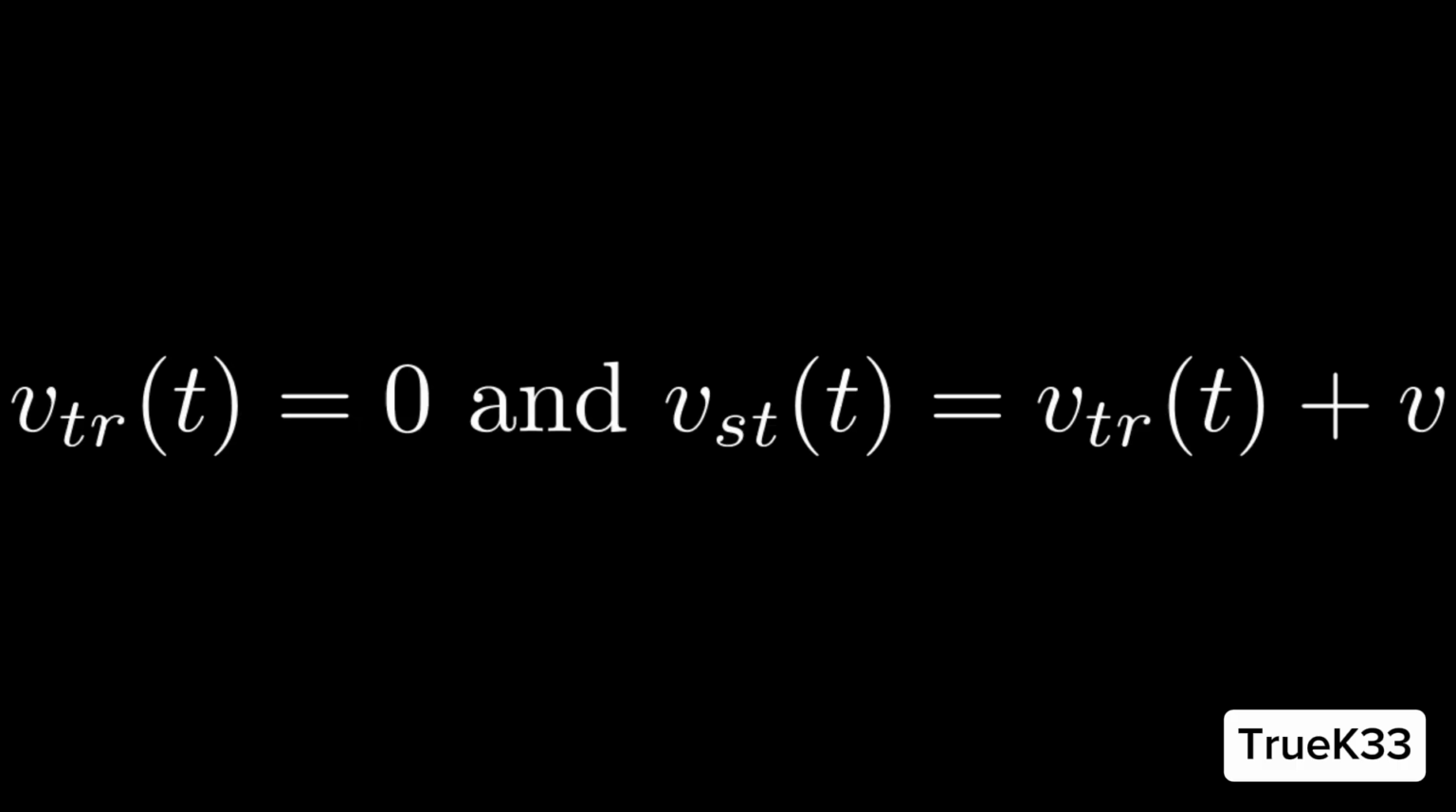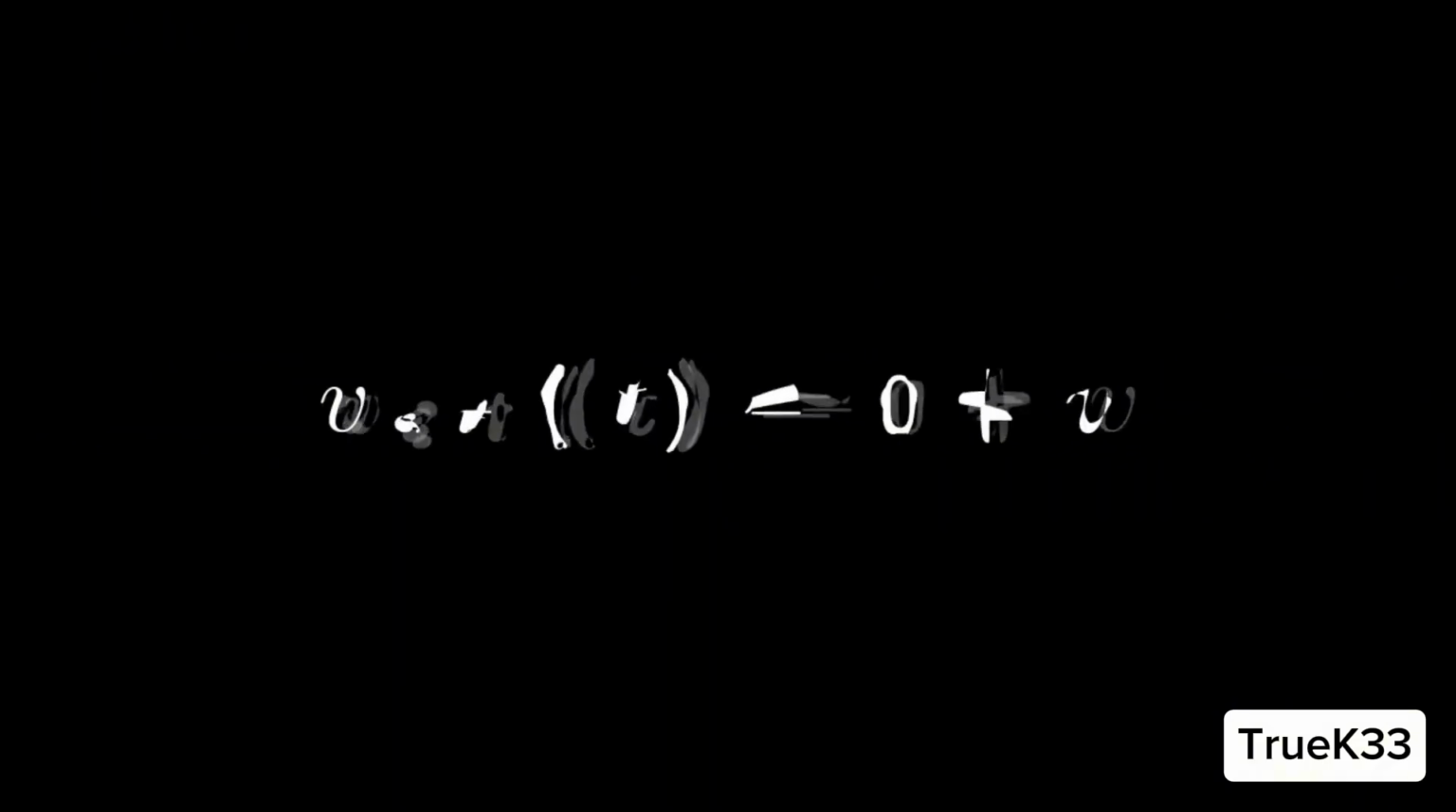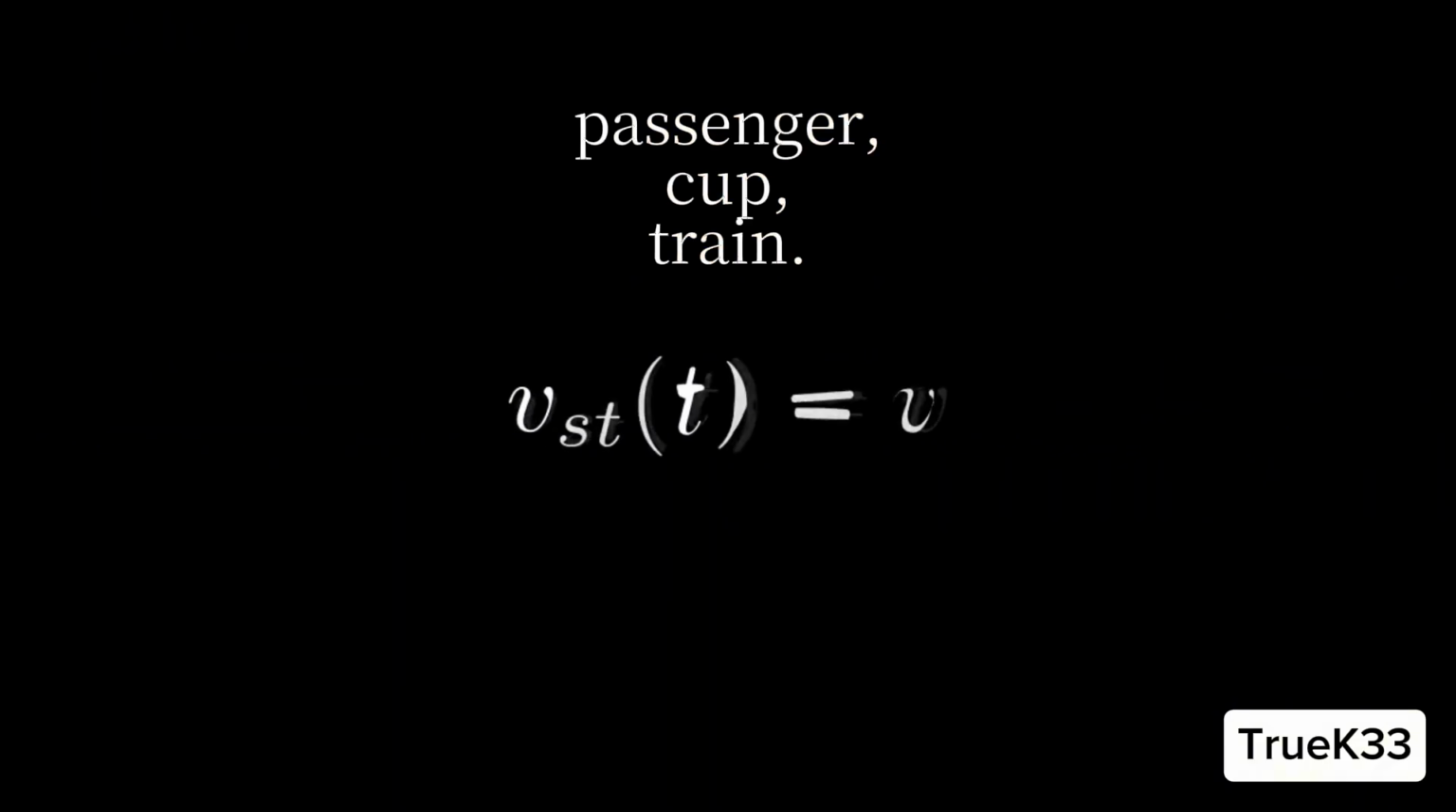Additionally, we know that the cup is not moving on the table. It is perfectly at rest. Therefore, the velocity VTR is 0. This implies that the velocities of the passenger, the cup, and the train are all the same relative to the station, that is, equals v.